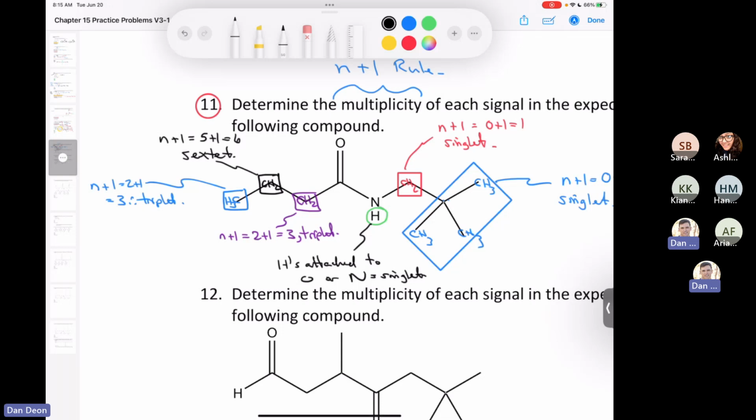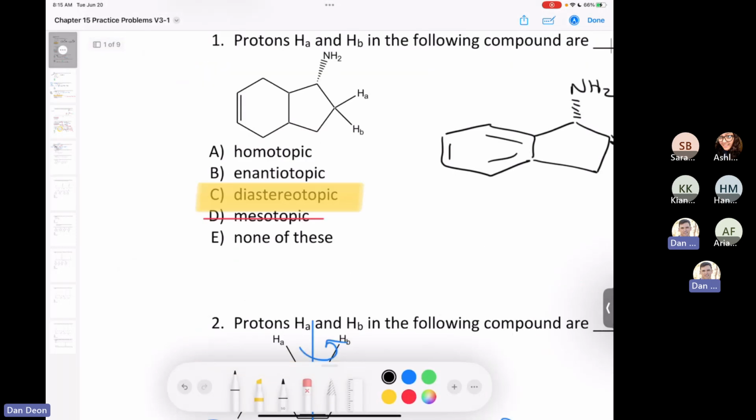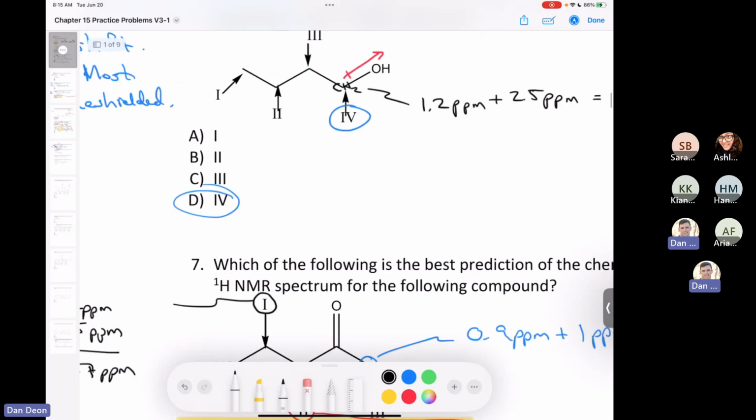Sometimes it can be, if the coupling constants between this splitting and this splitting, if both of the coupling constants are the same, didn't mean to do that.